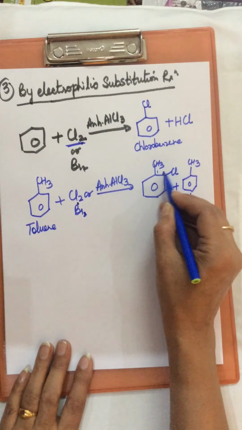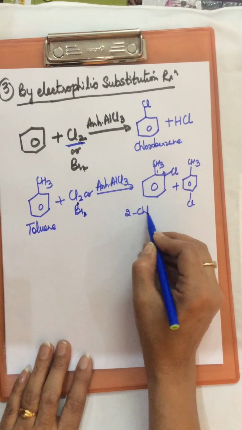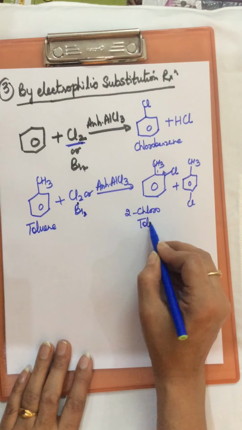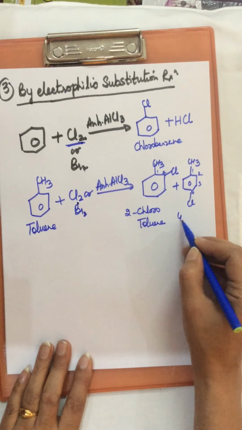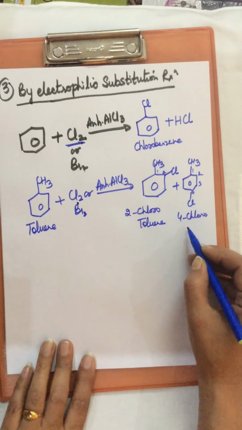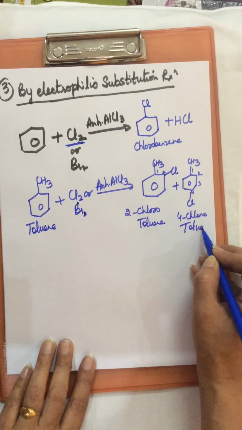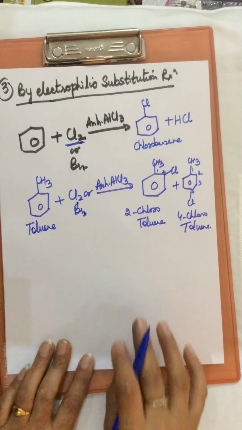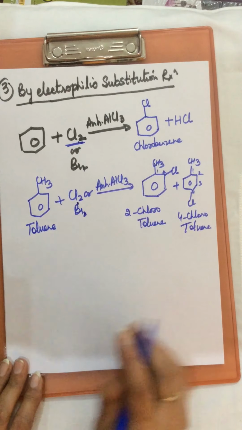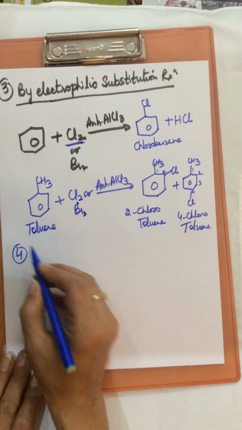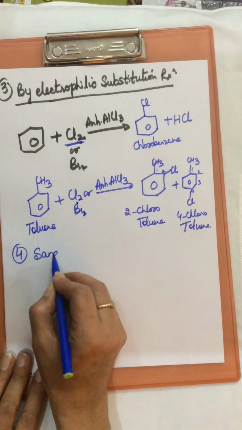The name of this compound is 2-chlorotoluene, and this is 4-chlorotoluene. This is the third method to prepare the haloarenes. Now moving on to the next method, Sandmeyer's reaction.